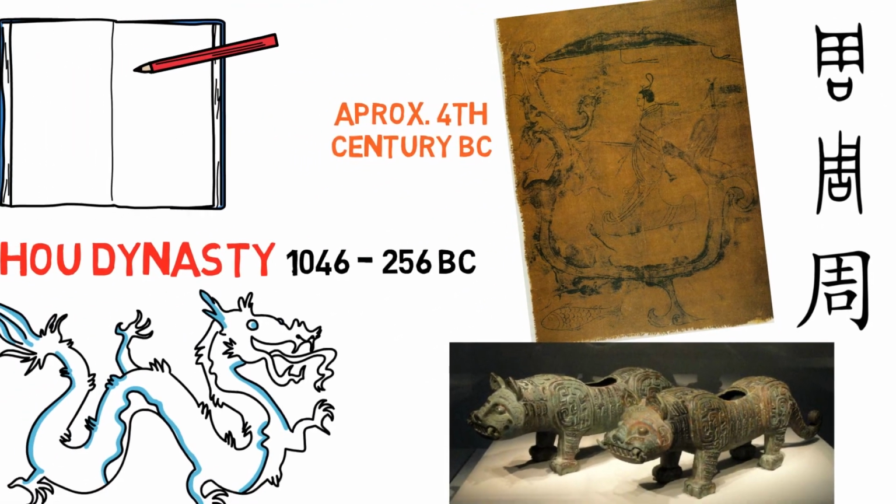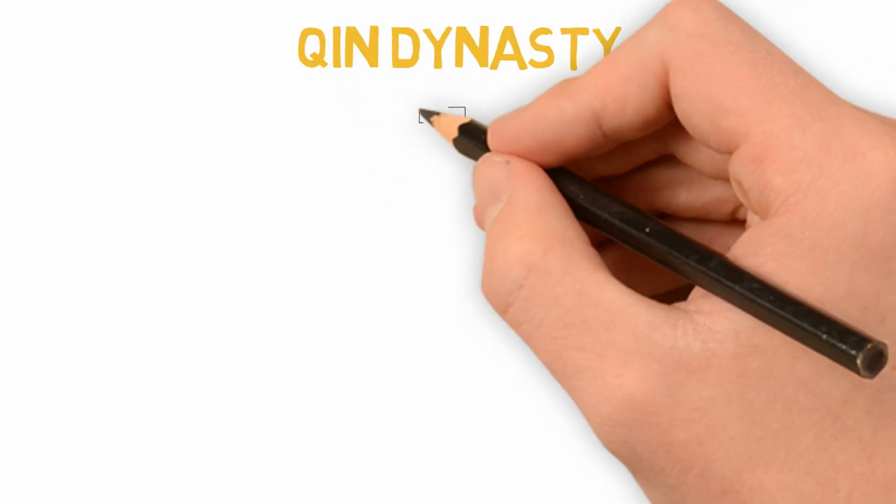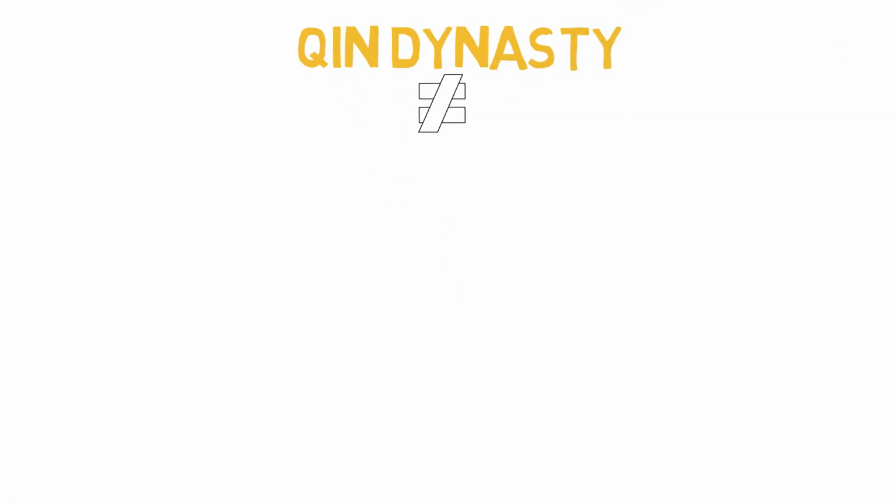There were also artifacts in the shapes of tigers and other animals, continuing the tendency of the previous dynasty of using animal faces. After the Zhou came the Qin, not to be confused with the final Qing dynasty, which we're going to talk about in a second.